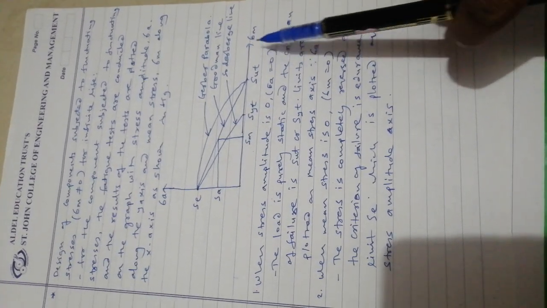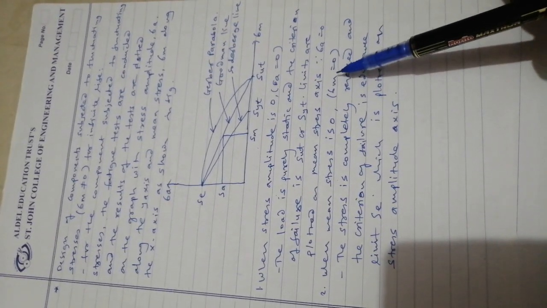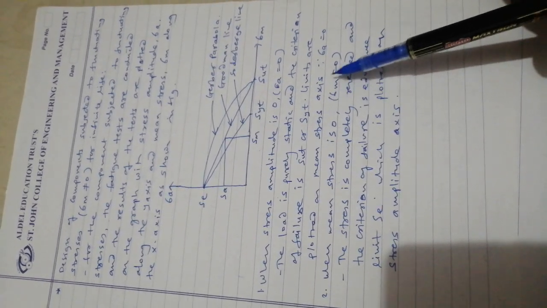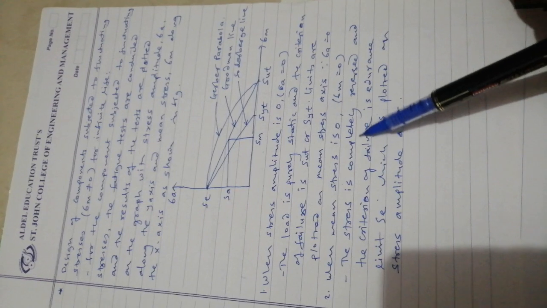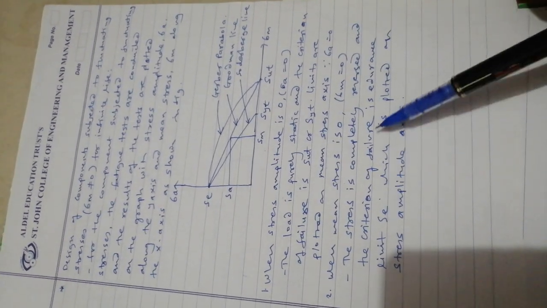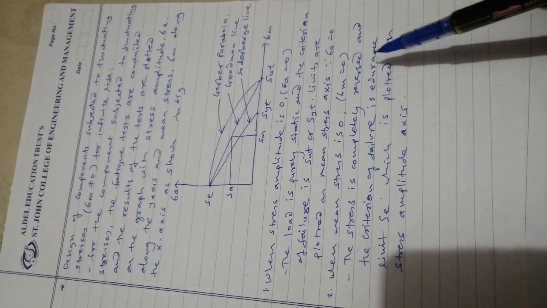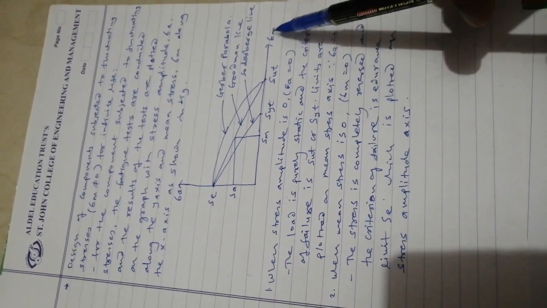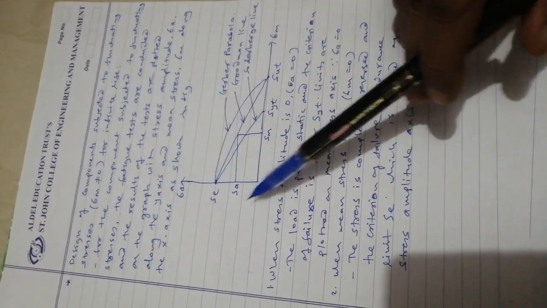Now the next case: when the mean stress is 0, that is, the average between the maximum and minimum value, sigma m, mean or average, is 0. In this case the stress is completely reversed and the criterion for failure is the endurance limit, S suffix e, which is plotted on the stress amplitude axis. Obviously since sigma m is 0, we have to plot on the sigma a axis. So this is the point which is plotted on the sigma a axis, that is the endurance limit. Okay, now moving further, it's very important.